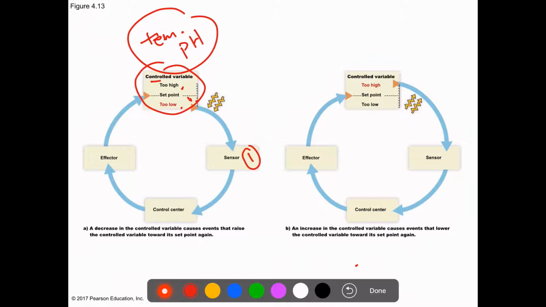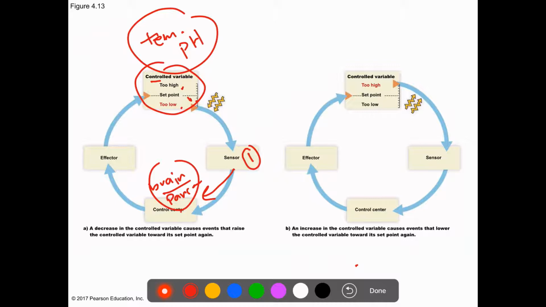These are monitoring the current value of the controlled variable, and they will send the information to the control center. Now, the control center, for example, think of the brain, think of the pancreas for sugar, the spinal cord, different control centers in our body. And these will receive the input from the sensors.